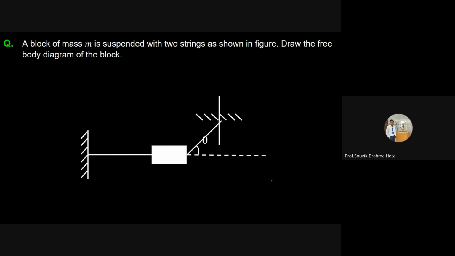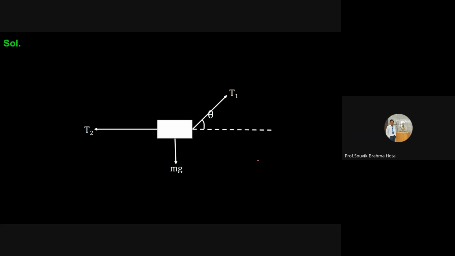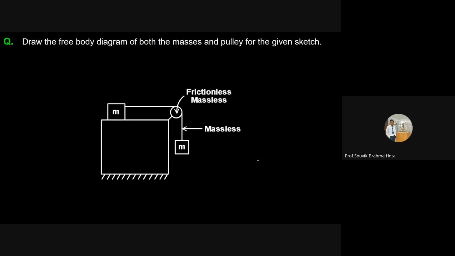See this block m, it is suspended with two strings. This is one string, this is another string, suspended like this. So how can you draw the free body diagram? The body should be like this, one force in this direction along the x-axis, another in this direction like that. You can see the tension T1 is at angle theta with the horizontal, and T2 is horizontally backward, and mg is the weight in the downward direction.